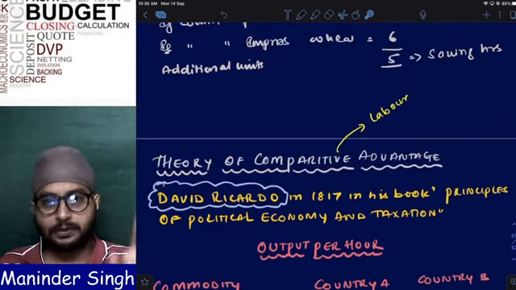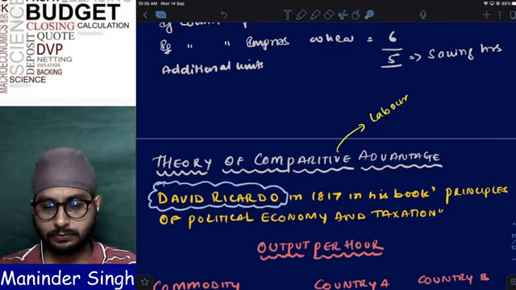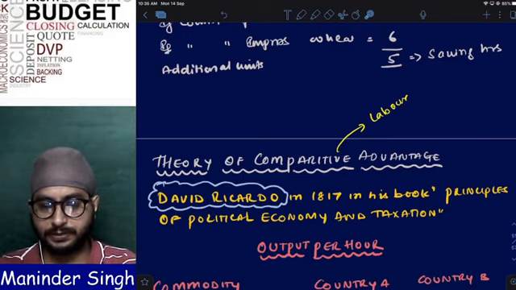Clear? Now, which theory was given by Adam Smith?